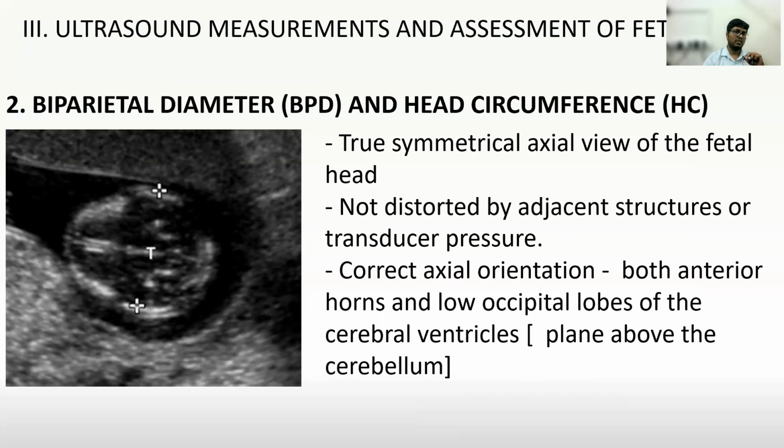At an earlier date, we might not see the thalamus. We might just see lateral ventricles with choroid plexus. We can take that plane as well. We should also make sure that there is a true symmetrical axial view of the fetal head, and we should not put a lot of pressure on the abdomen so that the fetal head distorts and might give us erroneous values. The correct axial orientation is when you see both the anterior horns and the lower occipital lobes, which is a plane above the cerebellum. We should not see the cerebellum in the BPD plane.